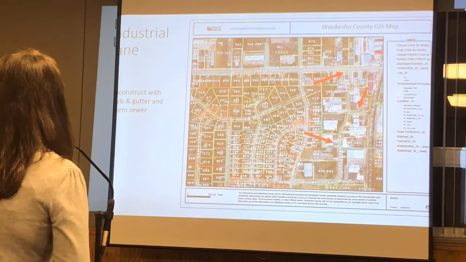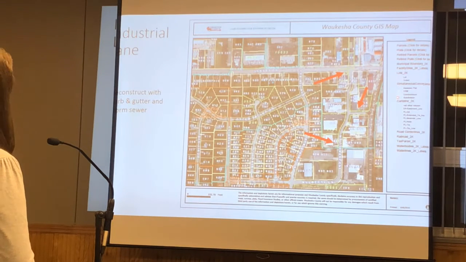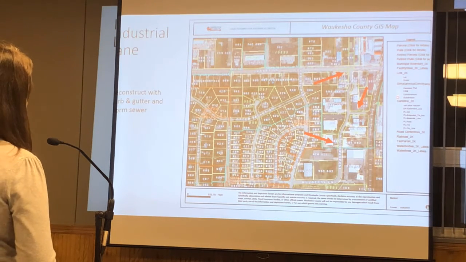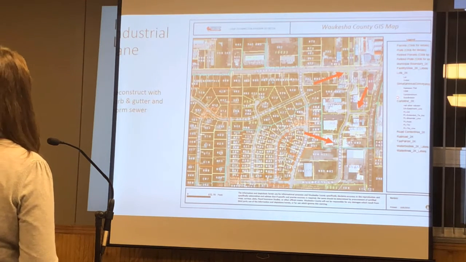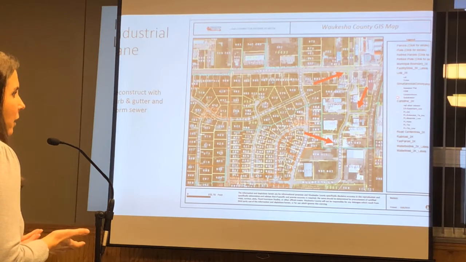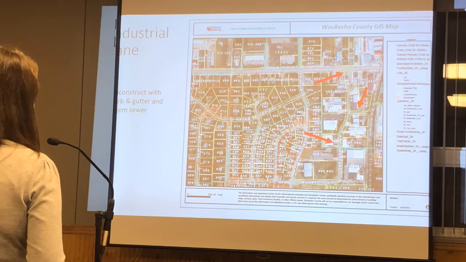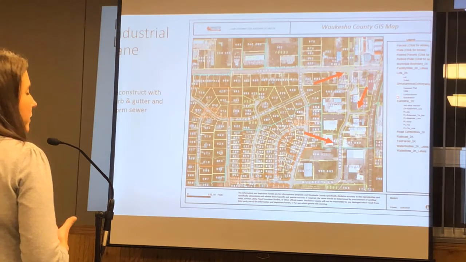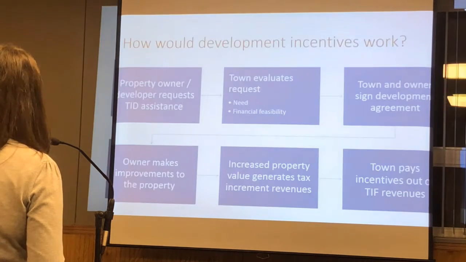This is just an aerial photo of the area with the red arrows there showing the northern and southern limits of where we would be looking at it with industrial land and doing that reconstruction. And as you can see from here, the portion of it that's in the town is much narrower, doesn't have some of those other amenities with it. So we'd be looking to use some of the TIF dollars to reconstruct it to a more urban cross-section.